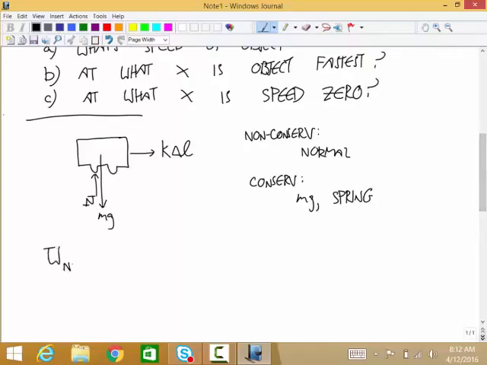The work done by all the non-conservative forces is equal to 0 because normal forces don't do any work. Anyone remember why that is? That's right. It's perpendicular to the velocity at any instant, and any time that happens, the force isn't doing any work.